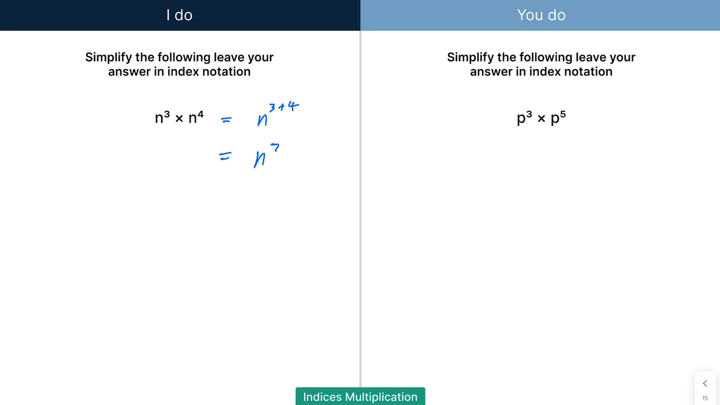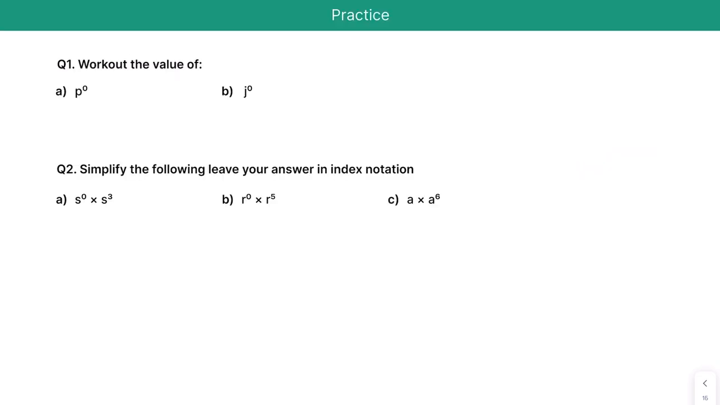So again, hopefully you press pause and have a go at the example on the right. That is just going to be p to the power of 3 plus 5, which becomes p to the power of 8. So here are some practice questions. Press pause and have a go. Here are the answers for your work.